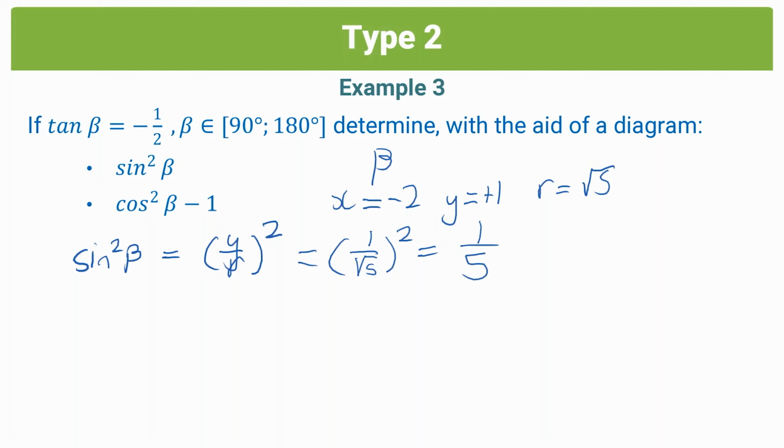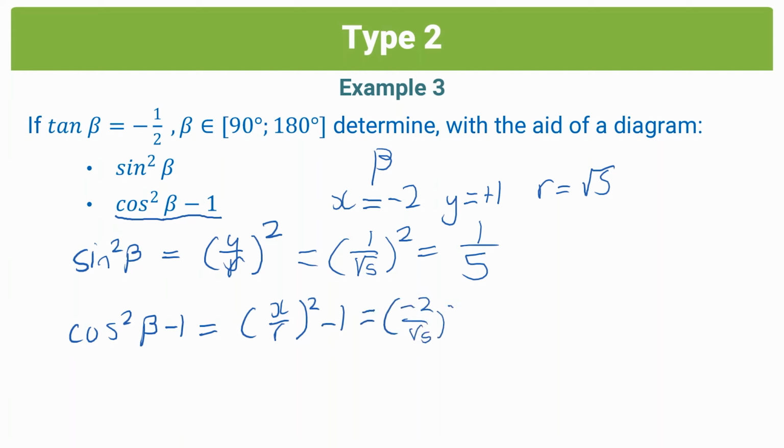Now the next question is a bit interesting, because we are asked to find the value of cos squared beta minus 1. Now, if you weren't really paying attention, or if you weren't awake, you would have gone and done this. You would have said cos squared beta minus 1 equals, you would have substituted your trig ratio in, and you would have gotten minus 2 over root 5 all squared minus 1, which is 4 over 5 minus 1, which would then give you negative 1 over 5.